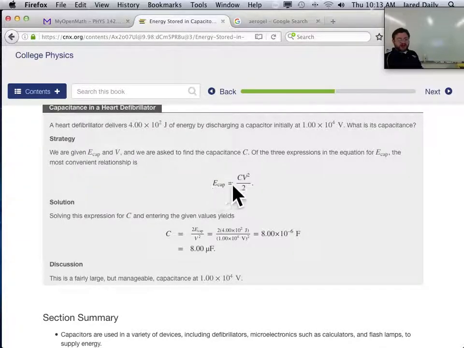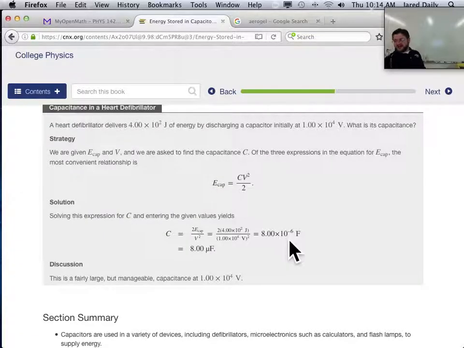So we have voltage and energy, and we can calculate the capacitance from this equation. Rearranging it, we get capacitance equals 2 times energy over voltage squared. Plugging in our numbers, we get 8 times 10 to the minus 6 farads. That doesn't seem like a very big capacitor.